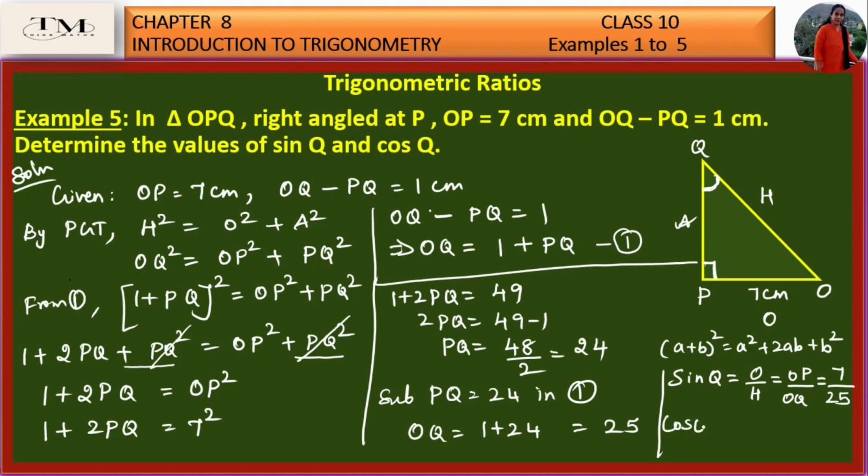In the same way, cos Q is equal to adjacent by hypotenuse. So adjacent side is PQ, hypotenuse side is OQ. PQ is equal to 24, OQ is equal to 25. So cos Q is equal to 24 by 25. Okay children, I hope you can understand all the problems and thank you for watching.